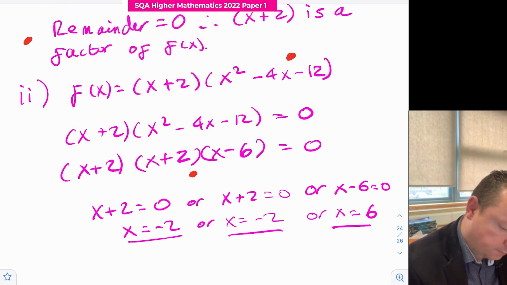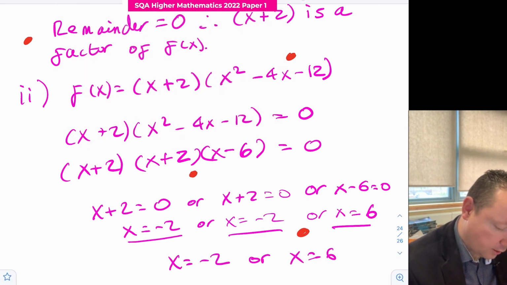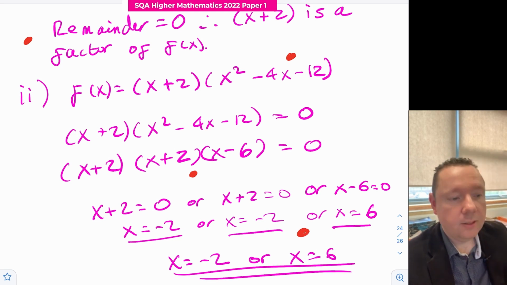So our other ones are minus 2 and 6. And since it's a repeated factor, we could just say that x equals minus 2 or x equals 6, just to be clear. Minus 2 and 6 give you your final answer mark.